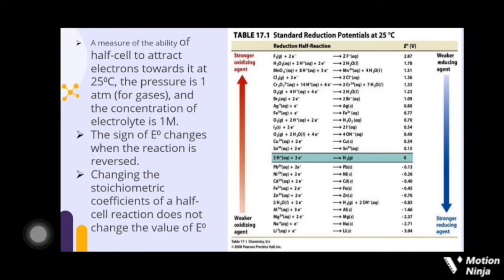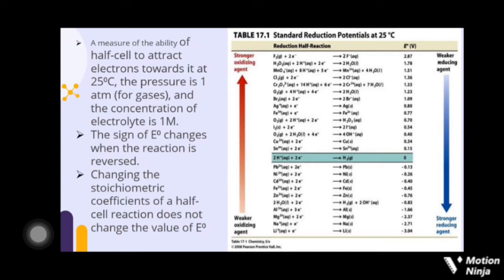Remember, the half cell reaction changes depending on its role or position. Since silver is used as the cathode, it will remain the same: silver aqueous plus electron produces silver aqueous, since only 1 electron was involved.